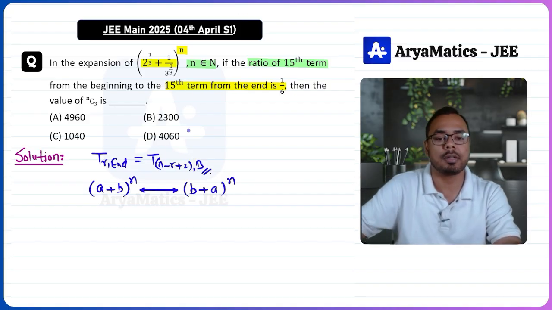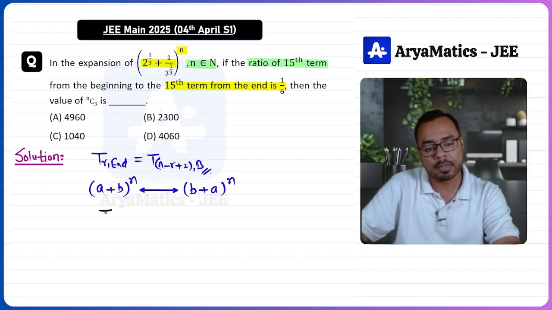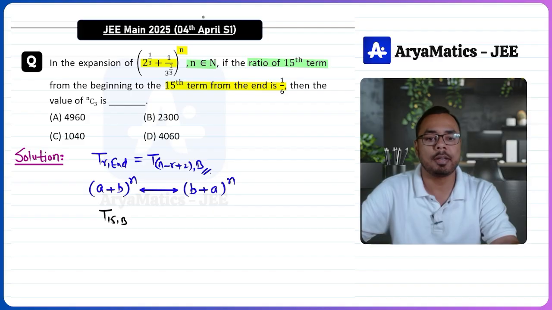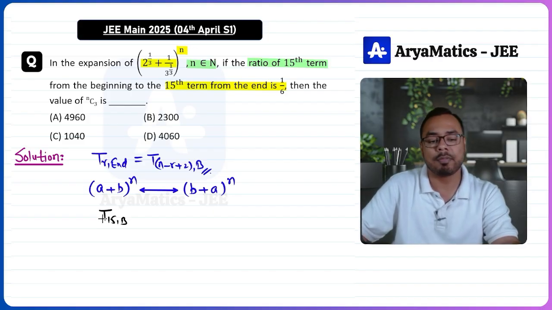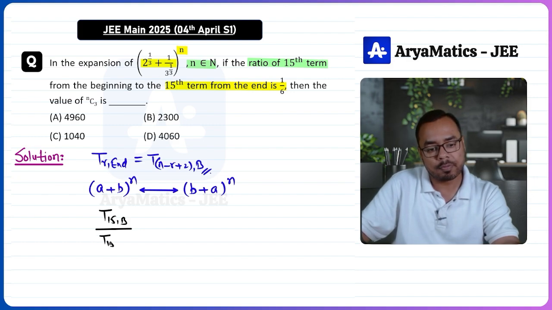So we are going to use that concept here. It is given that T15 from the beginning divided by the 15th term from the end, that is T15 from the end, is 1/6.